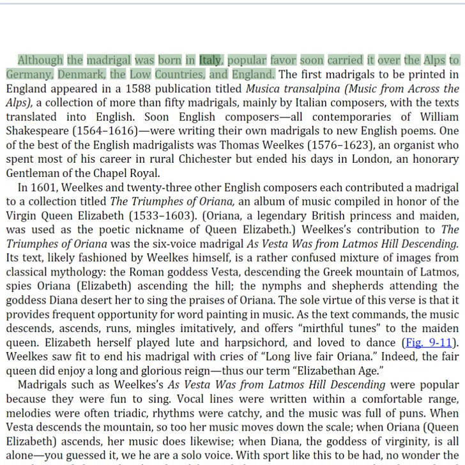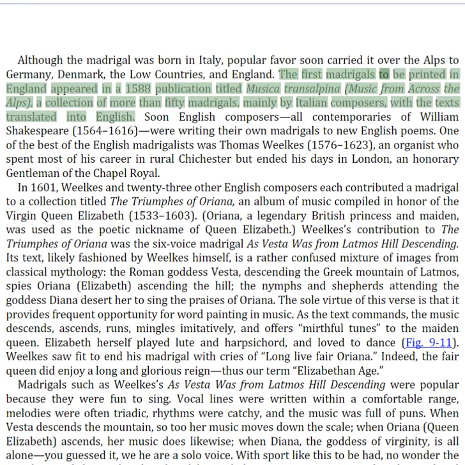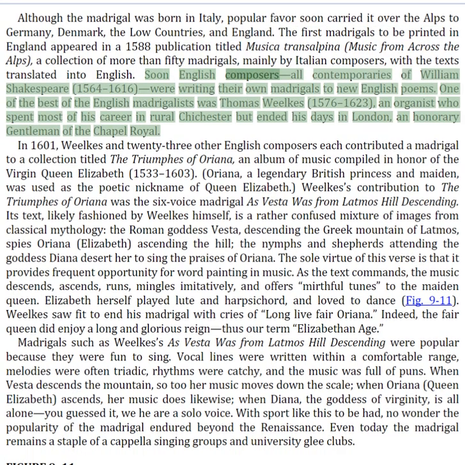Although the madrigal was born in Italy, popular favor soon carried it over the Alps to Germany, Denmark, the Low Countries, and England. The first madrigals to be printed in England appeared in a 1588 publication titled Musica Transalpina, a collection of more than 50 madrigals, mainly by Italian composers, with the text translated into English. Soon English composers, all contemporaries of William Shakespeare, were writing their own madrigals to new English poems. One of the best of the English madrigalists was Thomas Weelkes, an organist who spent most of his career in rural Chichester but ended his days in London, an honorary gentleman of the Chapel Royal.